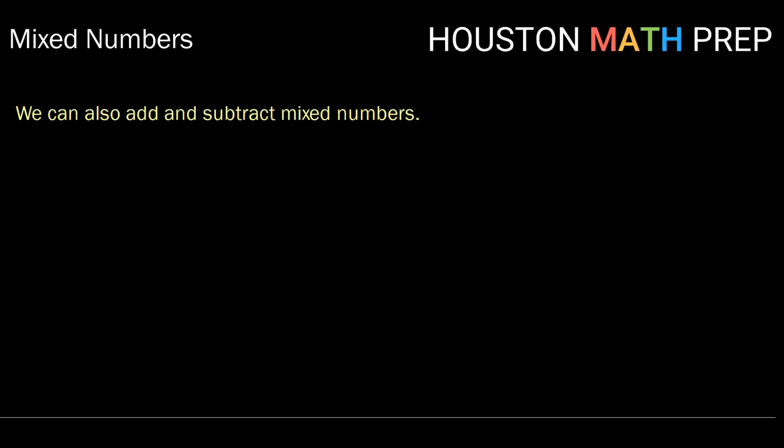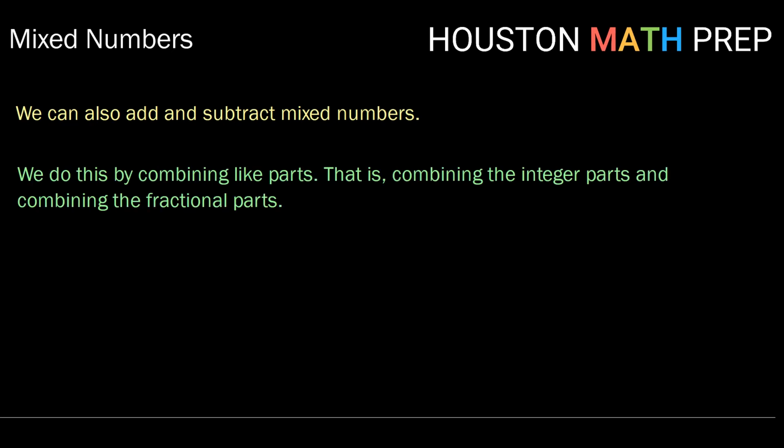One thing that we can do with mixed numbers, besides converting them to improper fractions, is we can add and subtract them. One way to do this is, of course, to turn them into improper fractions and add them that way. Another way is to combine like parts. That is, we would add the integer parts together and then add the fractional parts together.